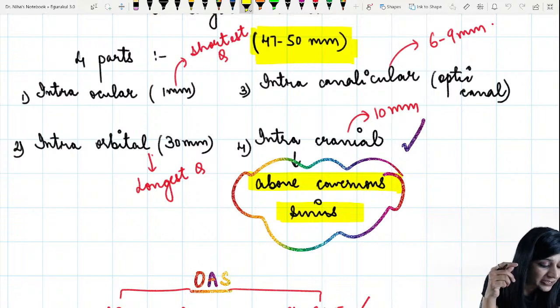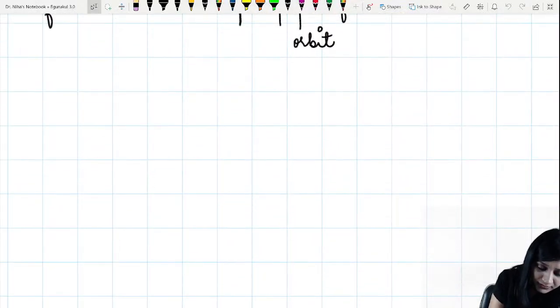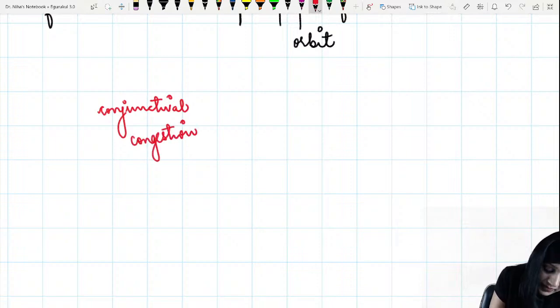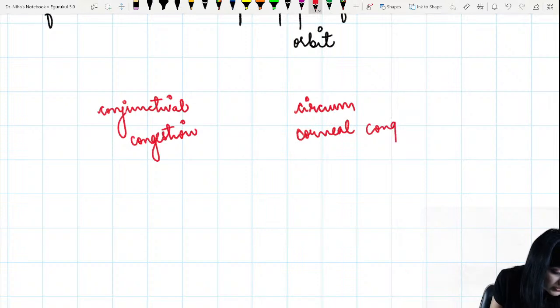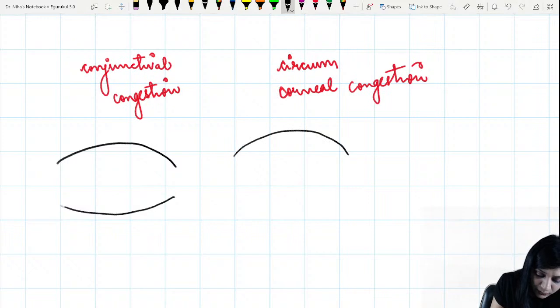Then somebody was asking me one question, that what is the difference between the conjunctival congestion and the circumcorneal or circumciliary congestion, right? So many times we have these two kinds of congestions. One is your conjunctival congestion and one is your circumcorneal congestion.